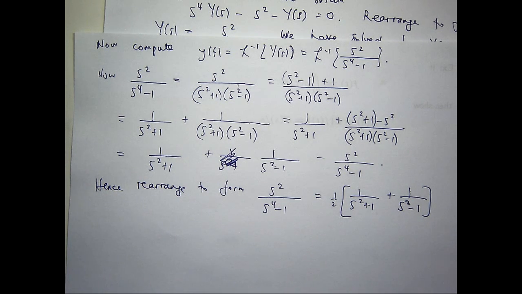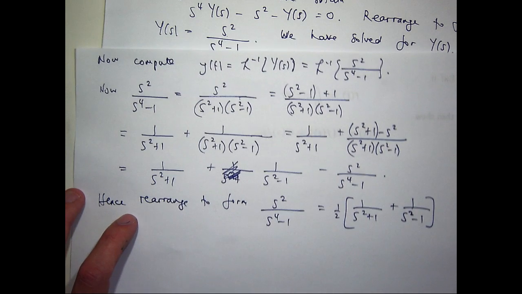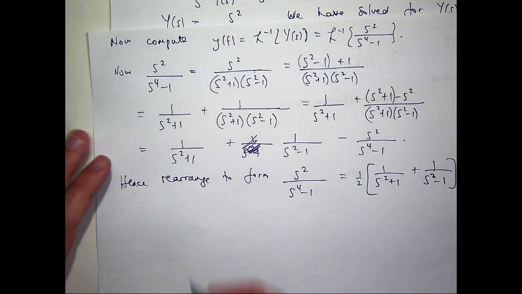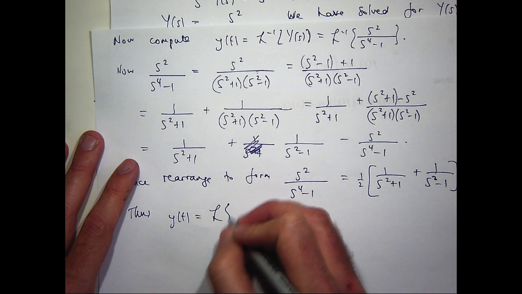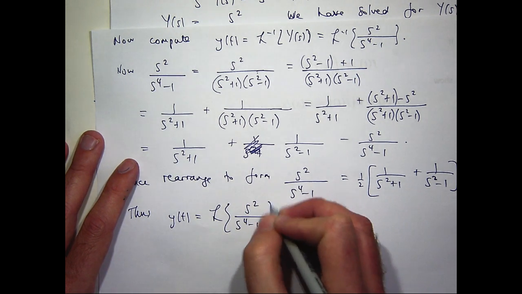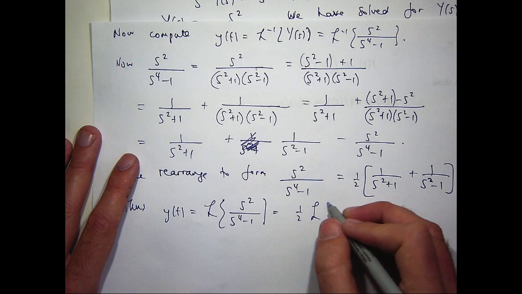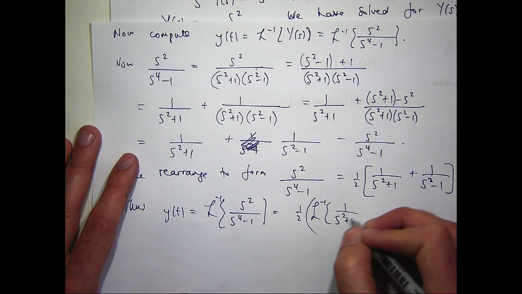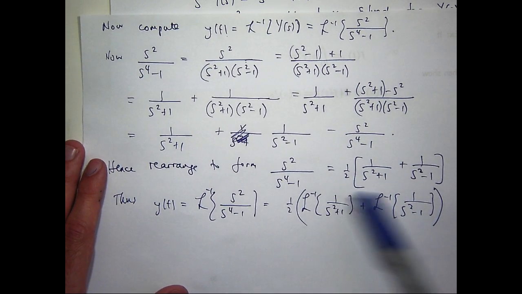Okay, now the point is I can calculate the inverse of that from a table and that from a table. So let's do it. So our solution is the inverse transform, which is just the inverse transform of this. Again, it's the inverse transform. So I just need to look these two things up in the table.